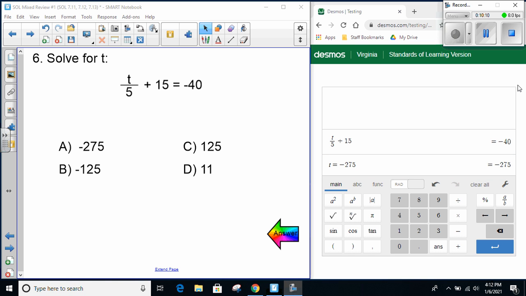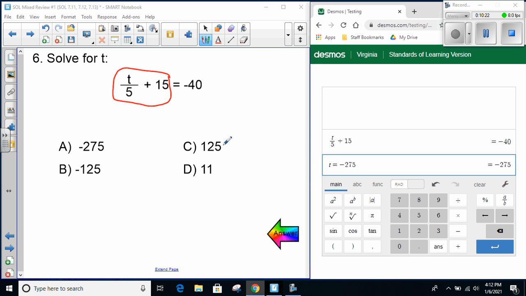All right, welcome back. Hopefully, if you used Desmos, when you typed in this side of the equation where the variable was, and then you told Desmos t equals, when you typed in your answer choices, you should have found out that negative 275 was the correct choice for t, because when we typed that in, we got our answer that we were looking for of negative 40. So the correct answer for 6 was A.